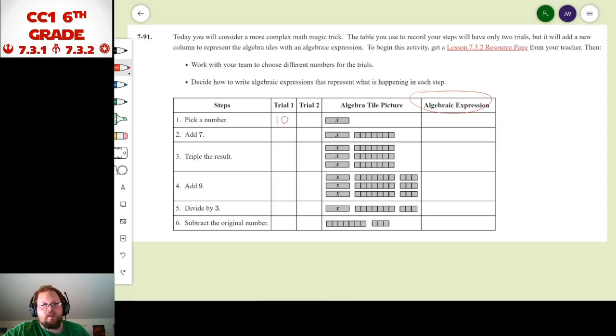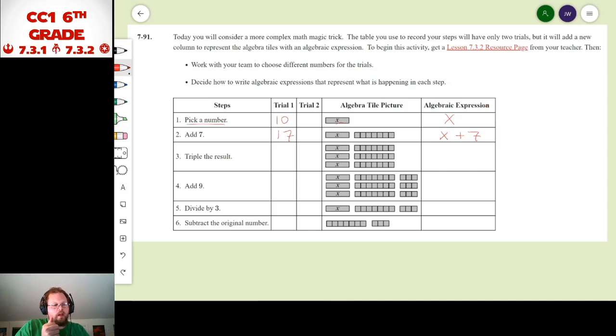So my algebraic expression, it says pick a number. I have a single x tile. My expression is x. Okay, that's pretty easy. My next step is x with 1, 2, 3, 4, 5, 6, 7 additional tiles. So it is x plus 7. And let's go with my trial here is 10 plus 7 is 17. Oh boy, that's a big number.